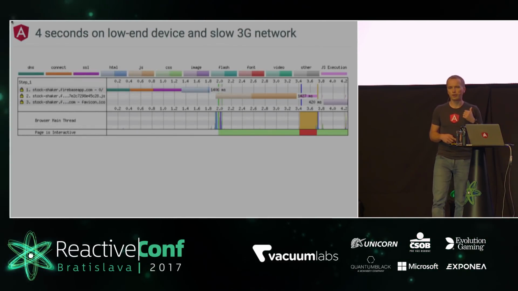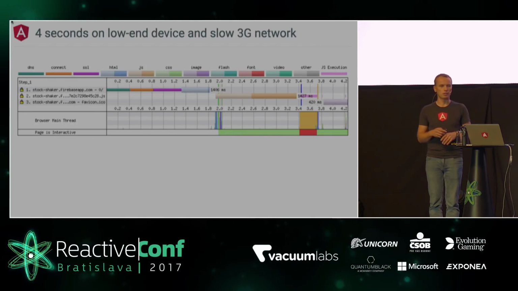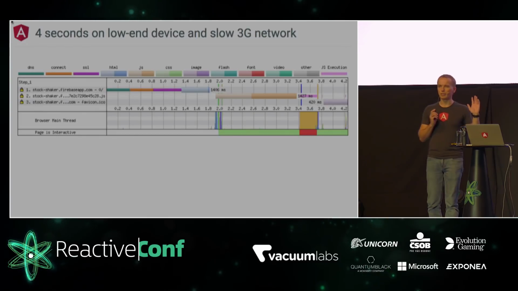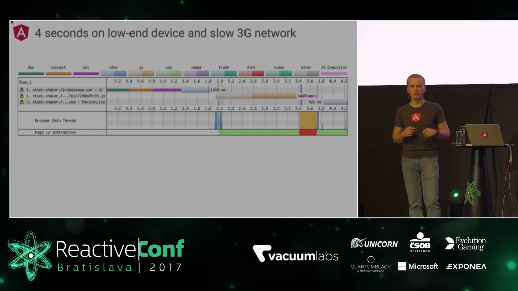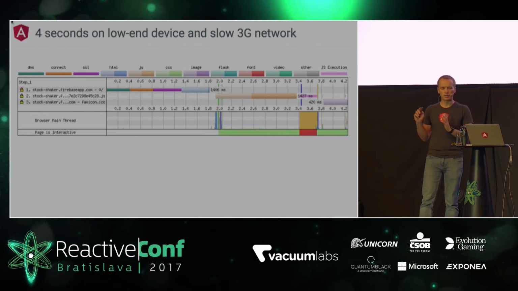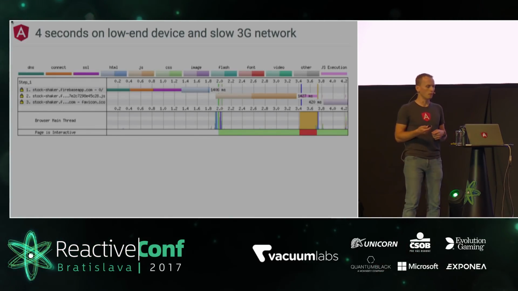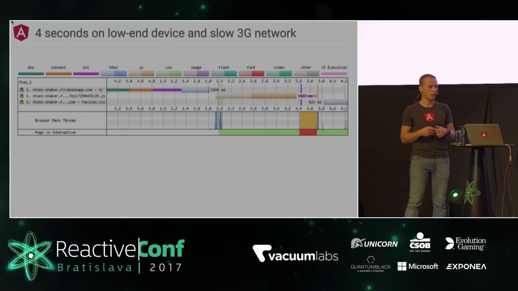So this is the waterfall chart that shows us how the time was spent to render this application. And what we see right away is that about half of the time was spent waiting for the network, and about the other half was spent downloading, evaluating JavaScript, and rendering the UI.